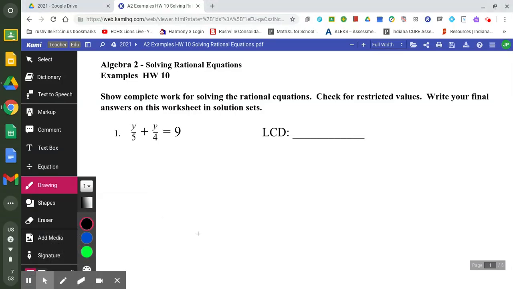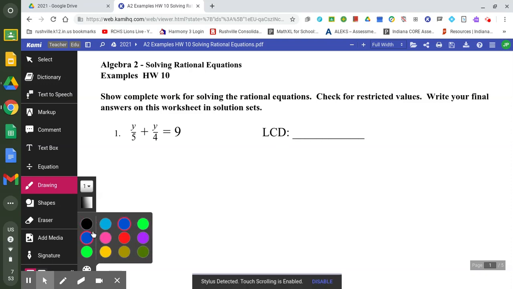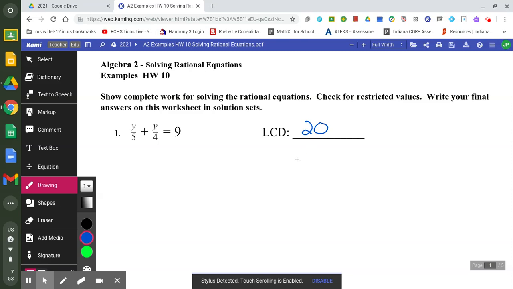So on homework 10, we are going to be adding or subtracting rational equations, which means fractions. And so when we add fractions, we need a least common denominator. So for this one, 5 and 4 will both go into 20. So my least common denominator is going to be 20.